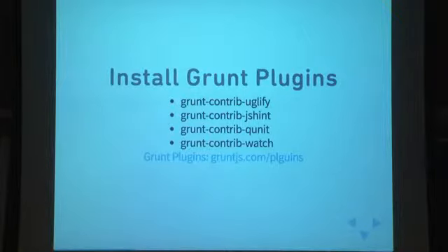JSHint is a really great linting tool, so that can help avoid forgetting a semicolon in JavaScript, or not following different conventions. QUnit is used for running front-end unit tests, and then watch is probably my favorite. You can run grunt watch, and it'll look at a certain directory, and it'll poll the directory for changes. So it's very similar to running compass watch or something like that.